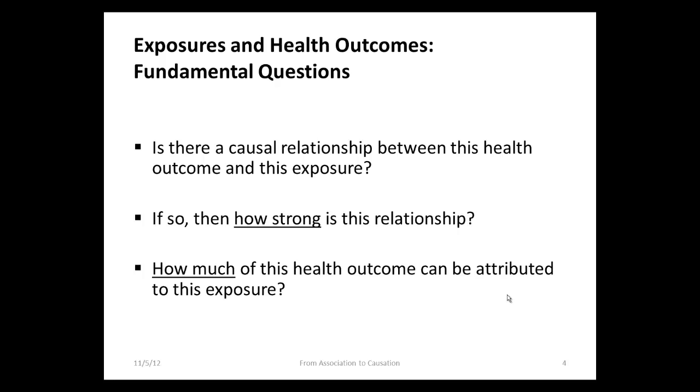And once we know there's association, can we actually say how much of the health outcome can be attributed to this exposure? So lung cancer and smoking is a great example. If we know how much lung cancer there is in a population and we know that it looks like smoking is very strongly associated with it, can we say how much of the burden of lung cancer is actually caused by smoking versus other risk factors or other exposures?